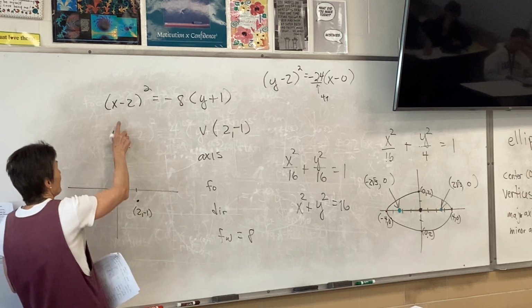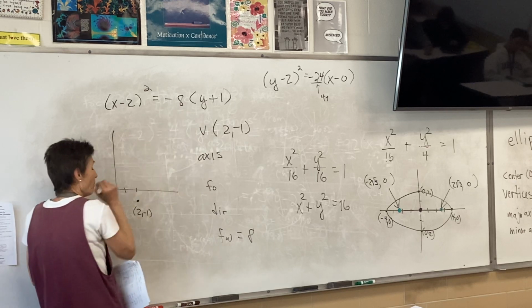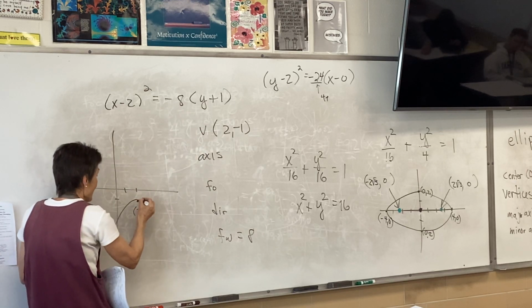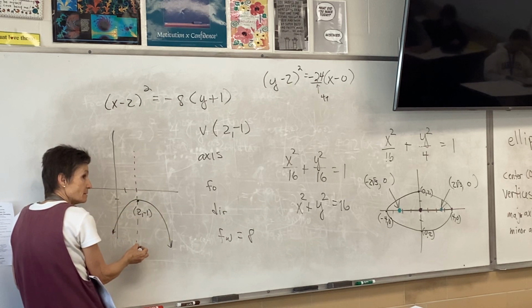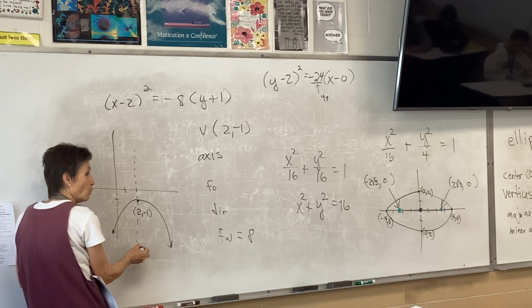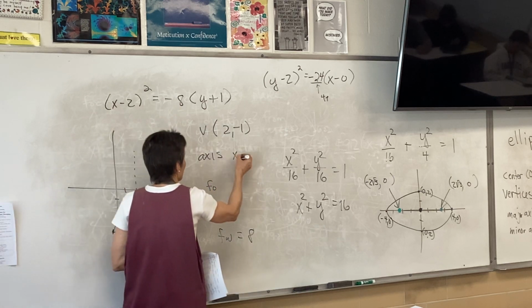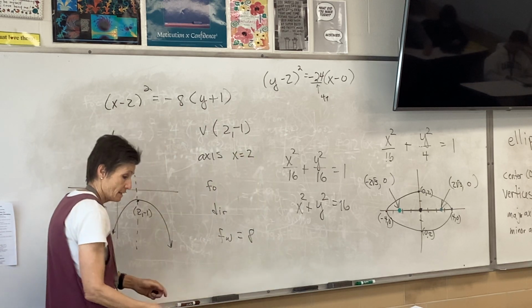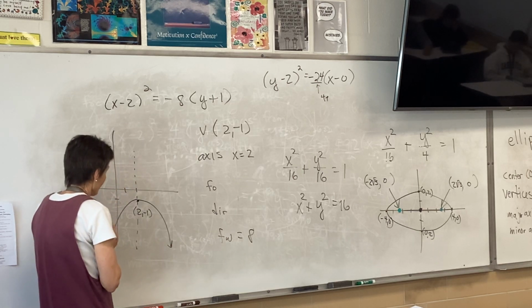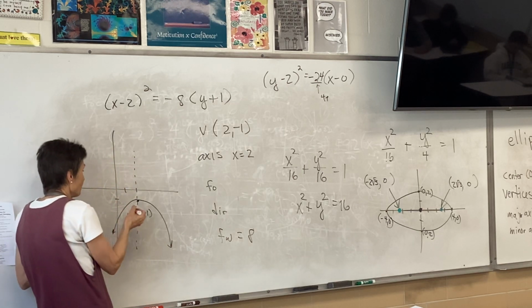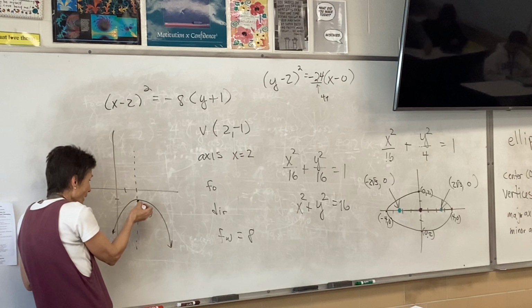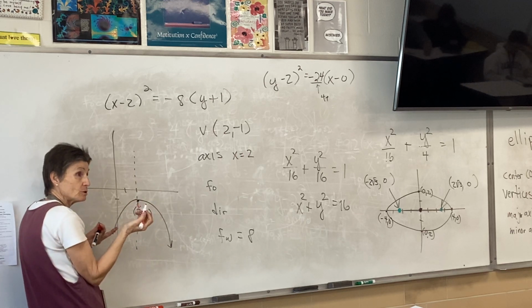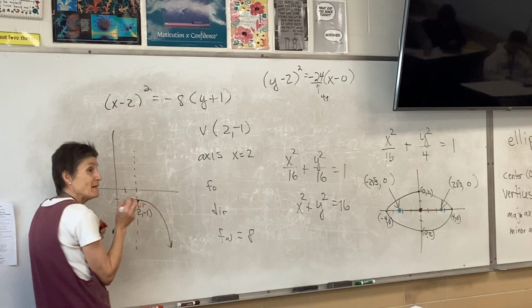Which way is this guy open? Now look at it carefully. Which way does he open? Down. And since he opens down, isn't this his axis? And what equation is that? X equals 2. And we know that his focus is in here somewhere, right? Not sure where, it's down an amount. That amount is called P.